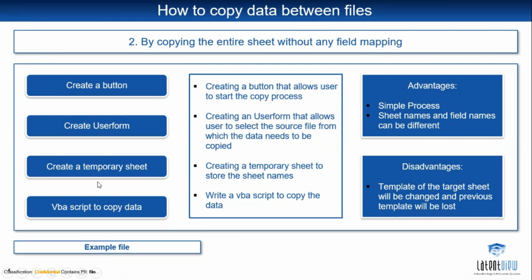And third is creating a temporary sheet. This temporary sheet basically stores the sheet names. And the fourth step is to write a VBA script that copies the data. So let's look into an example.